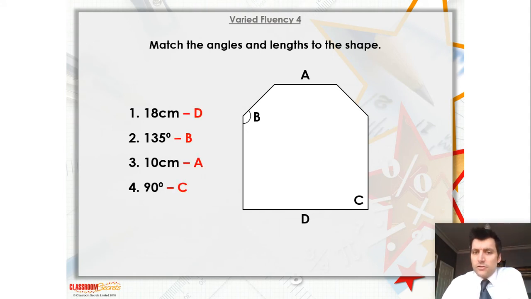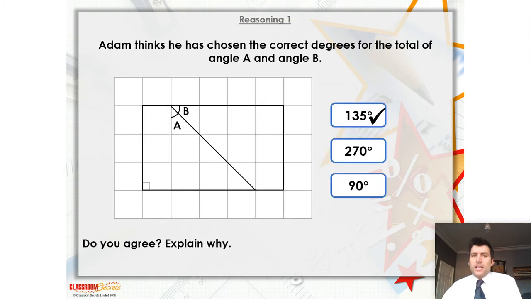Great stuff as you work through, guys. I can see lots of you have spotted those correctly. Thank you for that. Okay, guys, last little thing.